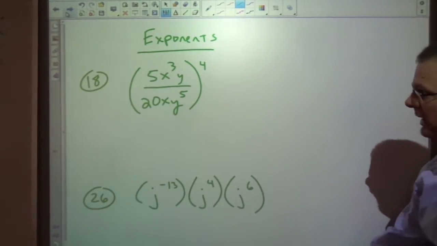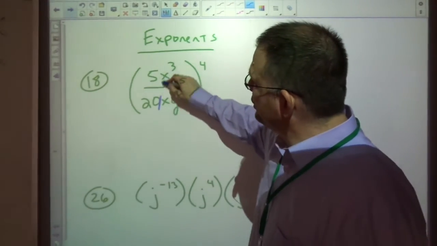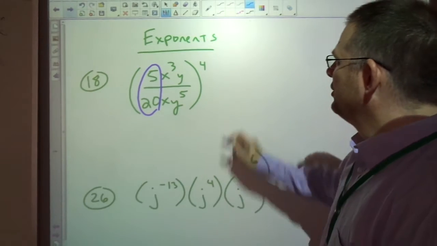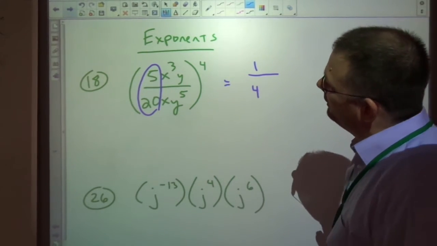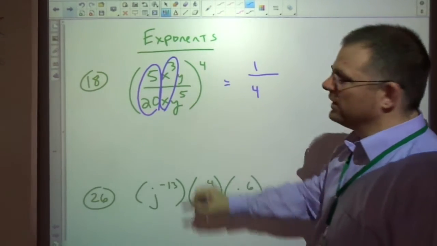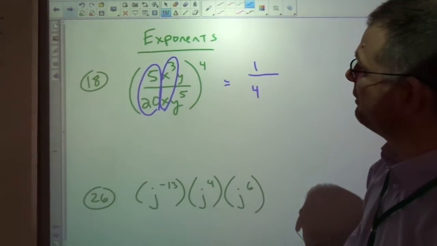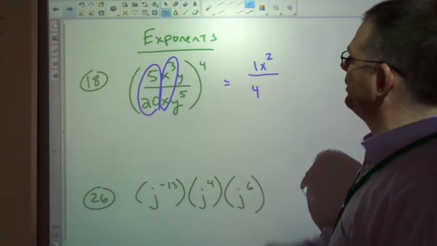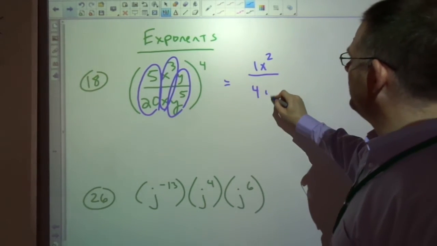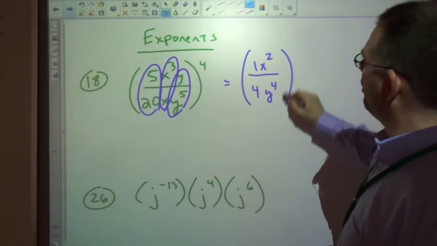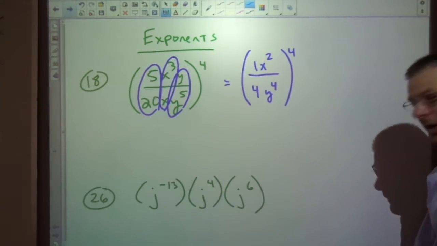Exponents. Okay, inside here, with the coefficients, we want to divide or reduce. So 5 over 20 can reduce to be 1 over 4. My x's, I'll subtract those exponents when dividing. So that is 3 minus 1 is 2 up on top. And my y's, 1 cancels with 1 down here and leaves 4 left down here. But all of this is to the 4th, so we've got a power raised to a power.